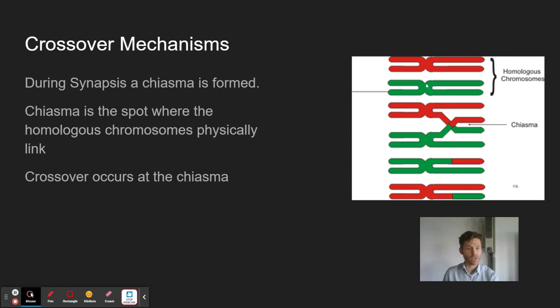So we have our pre-crossover homologous chromosomes during synapsis. They're aligned. You have the moment where the chiasma is generated. They're touching, they're exchanging information. And you have your post-crossover recombinant chromosomes here, where they've traded their genetic information, right? These pieces swapped.